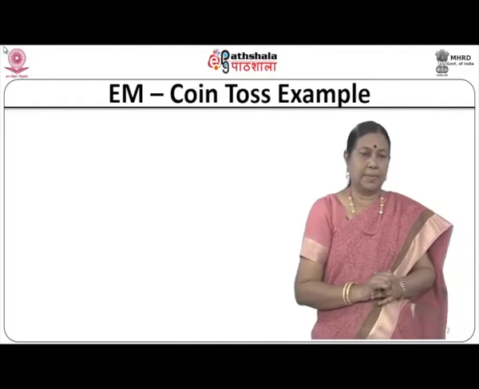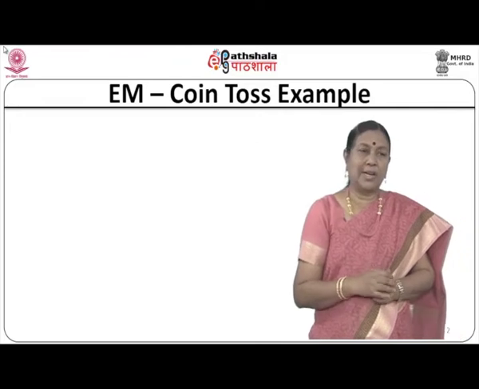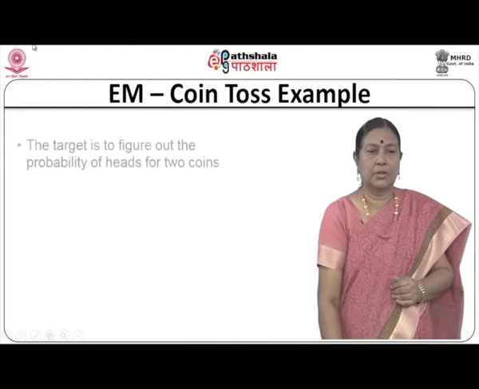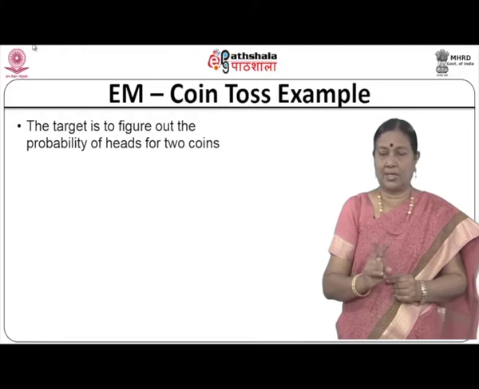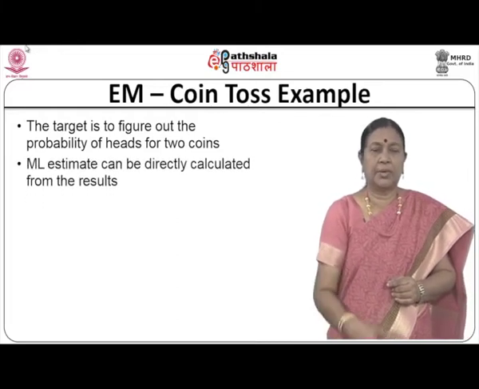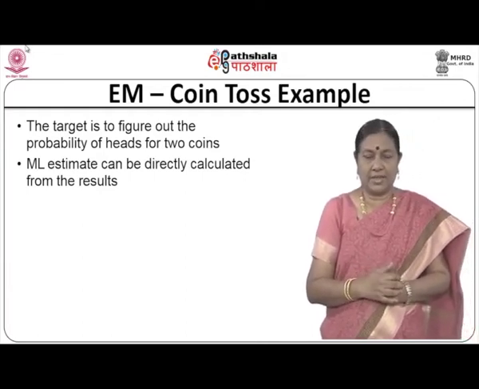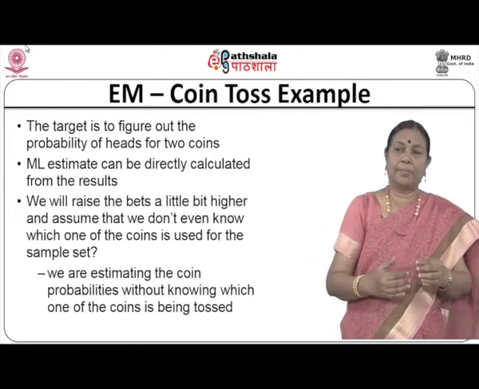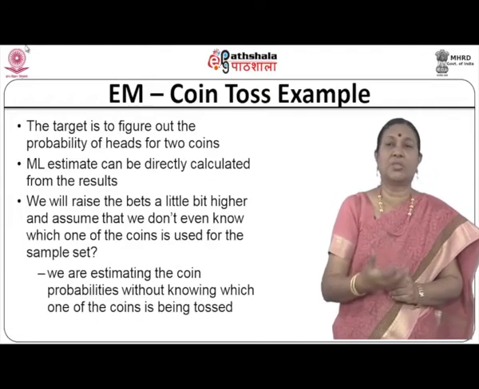So, let us take an example. The first example we are going to take is a coin toss example, and we will start off with a simple case and then go along. The target is to figure out the probability of heads for 2 coins. You are given 2 coins, and we want to find out the probability of heads. So, we want to make a maximum likelihood estimate. You can calculate this directly from the results. And we will raise the bets a little higher, that is, make the problem a little tougher, and assume that we do not even know which one of the coins is used for the sample set.